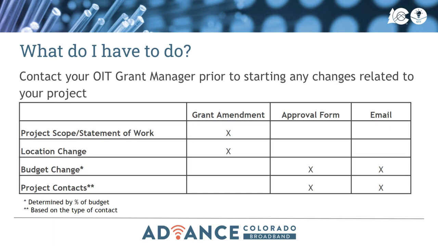For example, you based your project off the location map. When out in the field, you identify locations that are incorrect, which will require a modification to the project plan. First, contact your OIT grant manager to discuss the changes. The project location change will require an amendment to the grant agreement. The project plan requires an approval form, and the aggregate budget change is less than 10%, which will require email approval. Again, please contact your OIT grant manager before initiating any changes with your project.